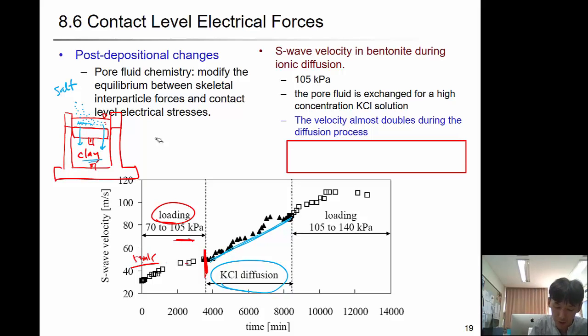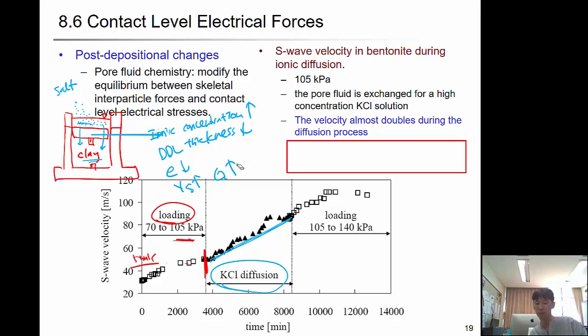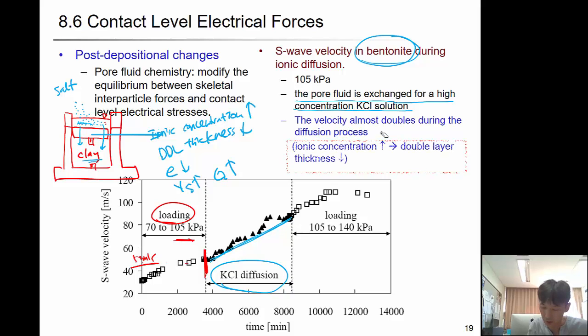Why? Because as the ionic concentration increases, double layer thickness decreases, so that void ratio decreases, so that the shear stiffness increases. Oh, this was the bentonite, sorry about that. So the pore fluid is exchanged for a high concentration of KCl, and the velocity almost doubles during the diffusion process. And as ion concentration increases, W decreases.